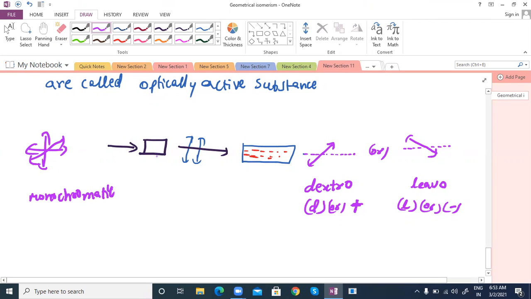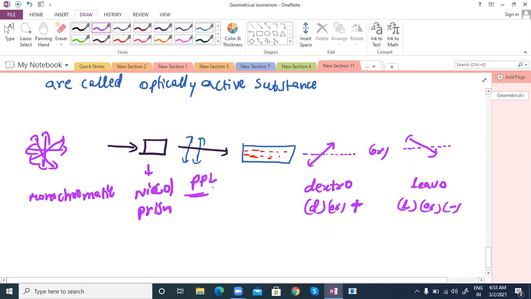I'm sending this monochromatic light through a Nicol prism. The Nicol prism can make one plane. Actually, in all directions too many planes are there. The monochromatic light, it will make one plane. So that becomes PPL light, plane polarized light.